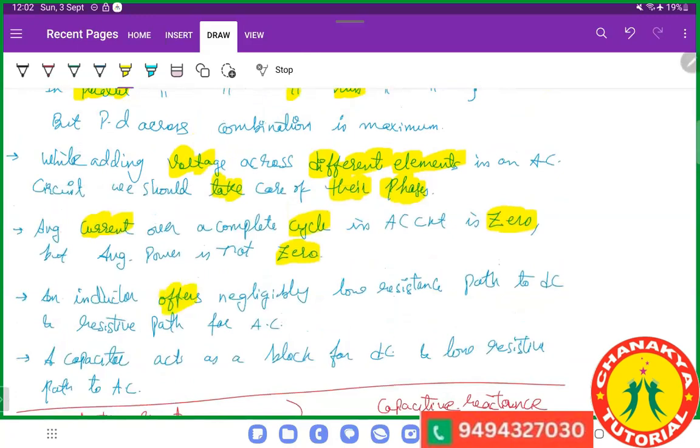Inductor offers negligibly low resistance path to DC and resistive path for AC. And capacitor acts as a blockage, actually, for DC and low resistive path for AC. So whenever we are using a capacitor, it will block the current in DC.